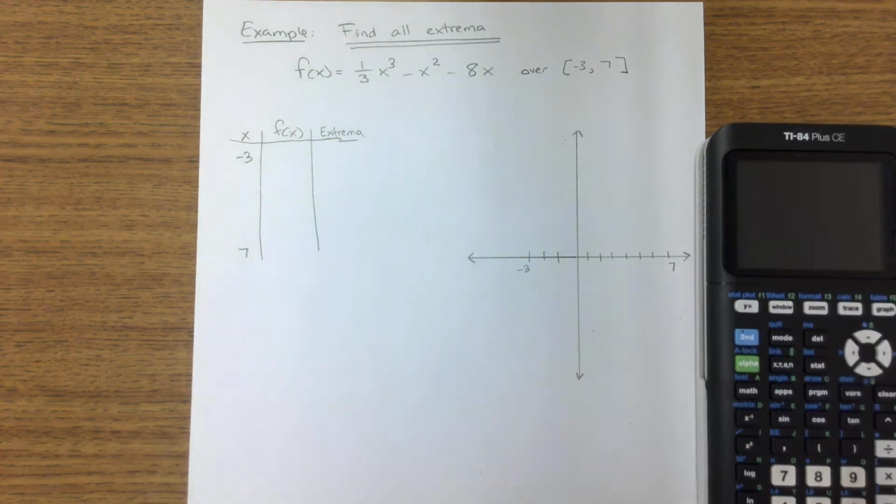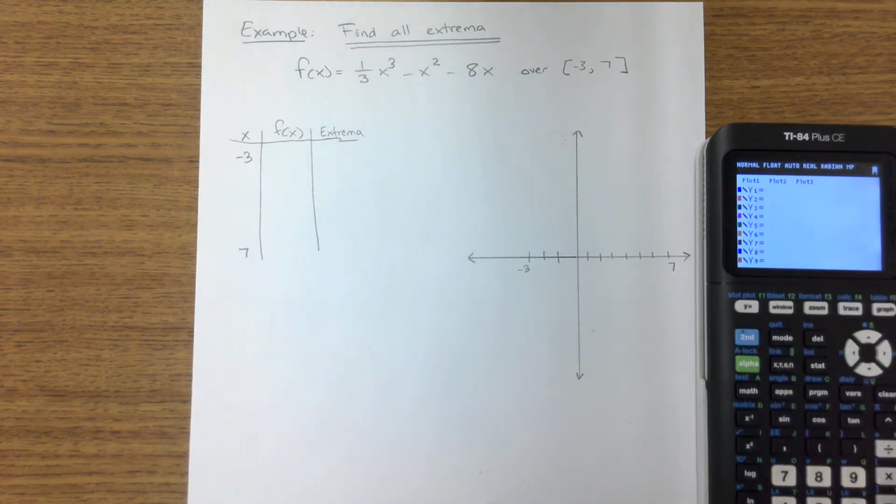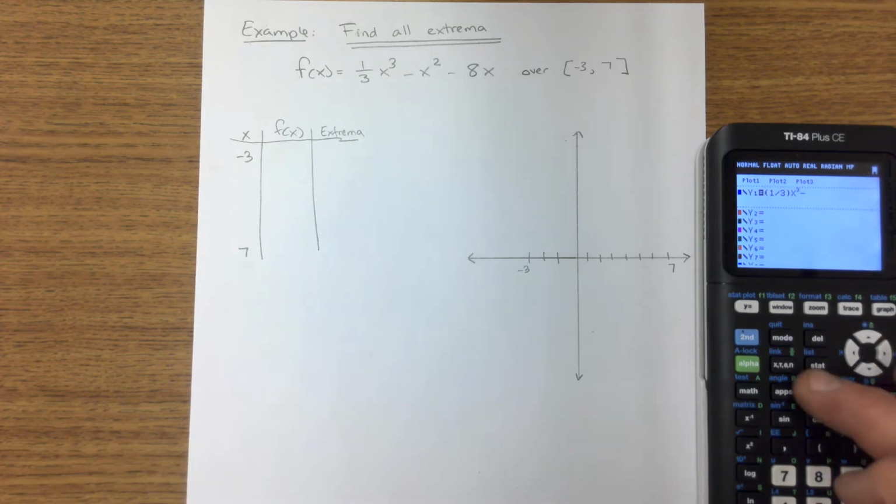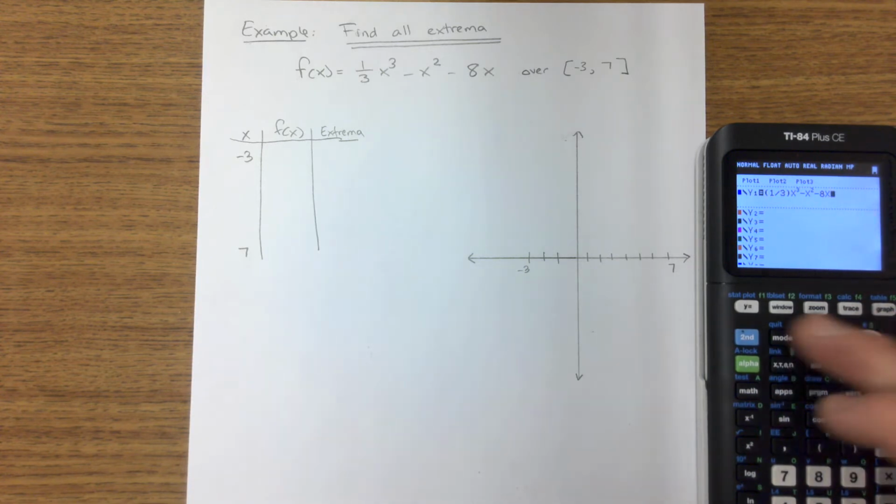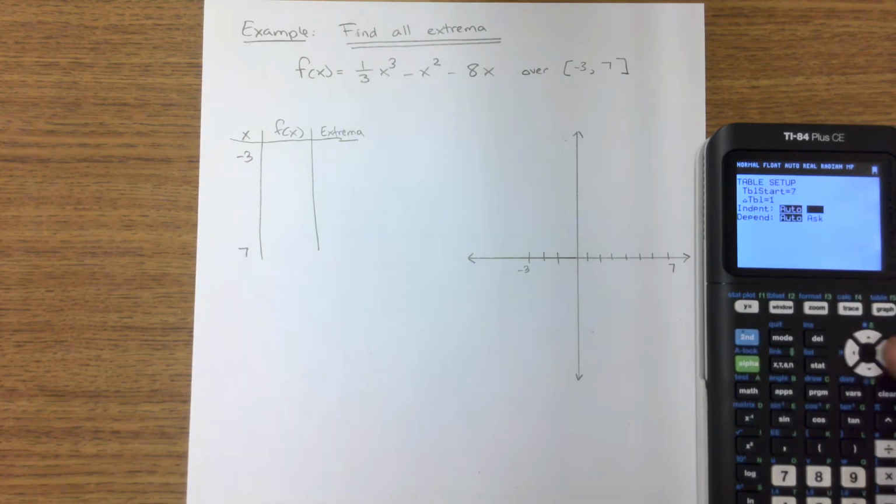Well, let's see what we have here. I'm going to type this function in here: 1/3, let me put that in parentheses, 1/3 times x to the third power, minus x squared minus 8x. And there's my function. Let's go ahead and make a table. I'm going to do the ask here and table.